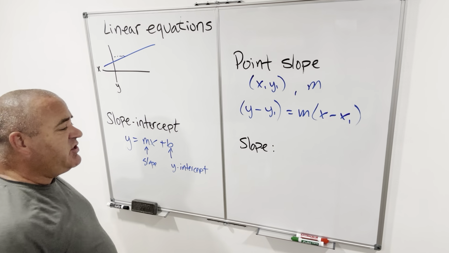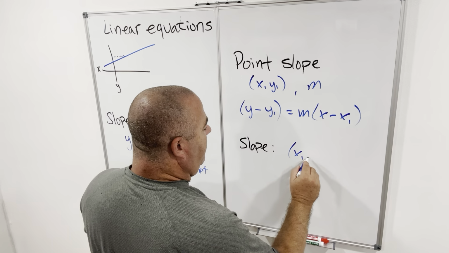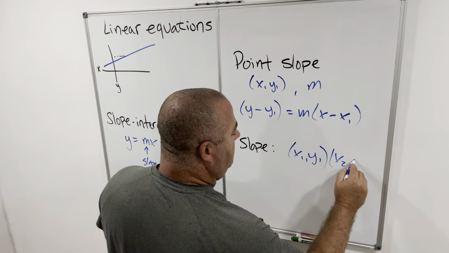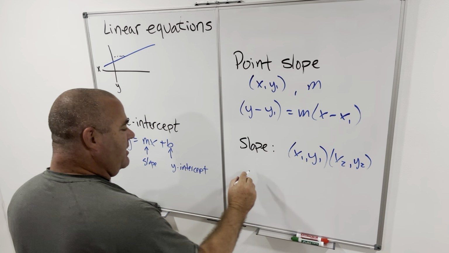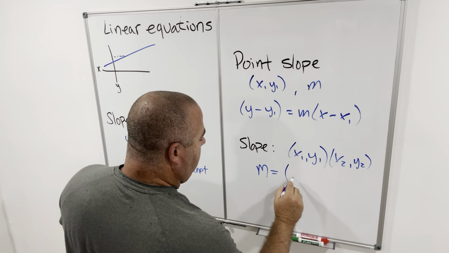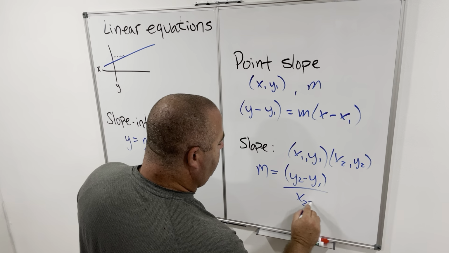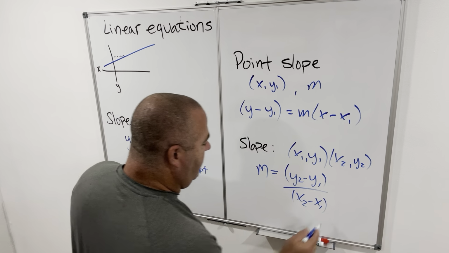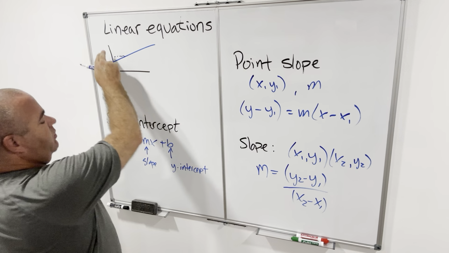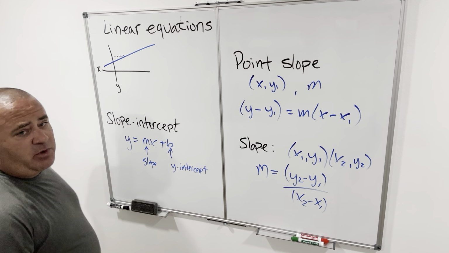But sometimes if you just need to find the slope, it's going to require you to have 2 points. So in this case, x1, y1, and x2, y2, and the equation then is your slope is equal to your y2 minus y1 over your x2 minus x1. And that makes sense because here's the change in our y, that's our rise in our graph, and our change in our x is our run.